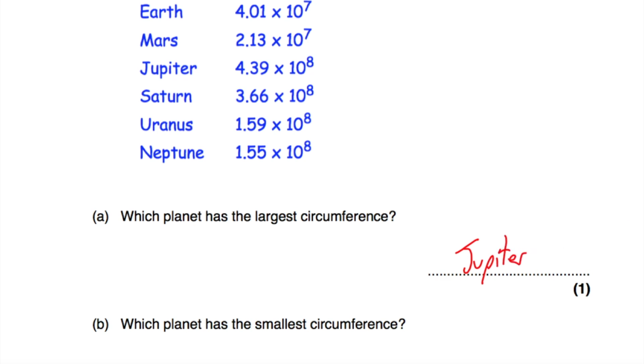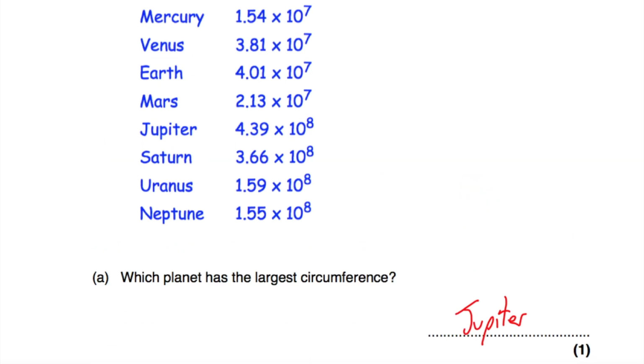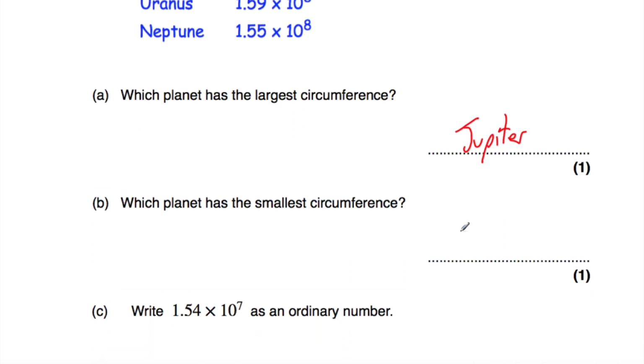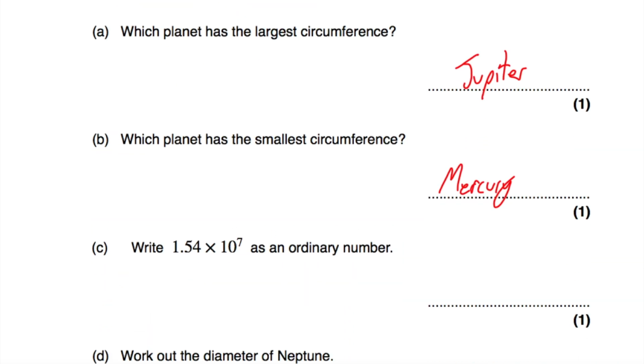And then part B says which planet has the smallest circumference. So we're going to be looking at the ones with times 10 to the power of 7. So one of these 4. And the smallest circumference, well, we're looking for the one with the smallest number at the front, so that'll be Mercury. So Mercury's got the smallest circumference, so Mercury. Okay, and then part C.